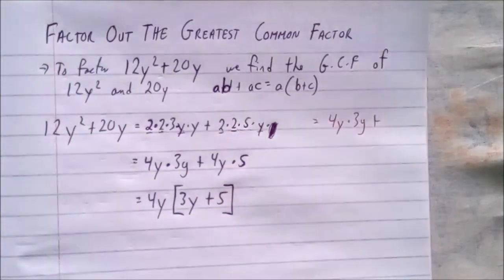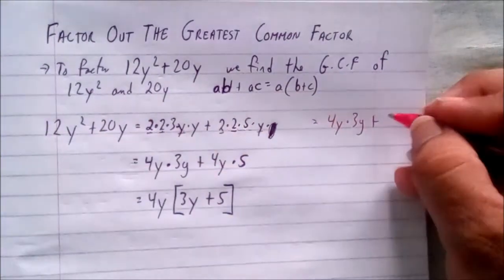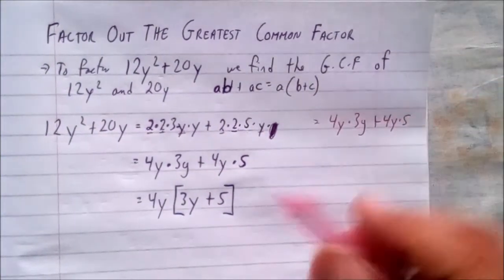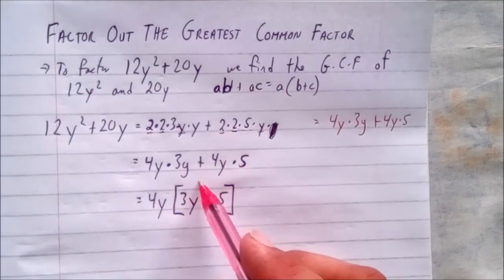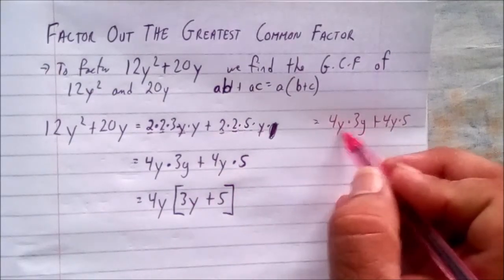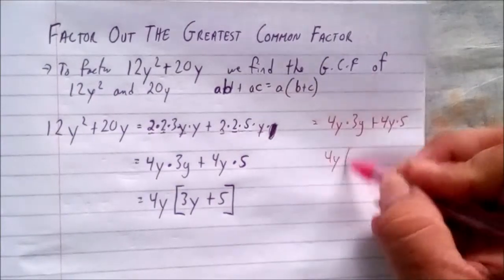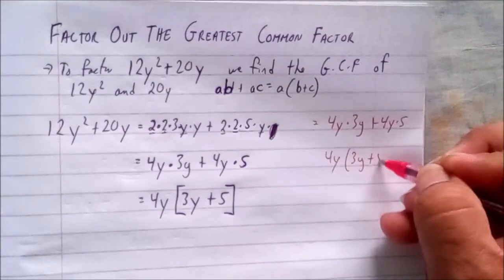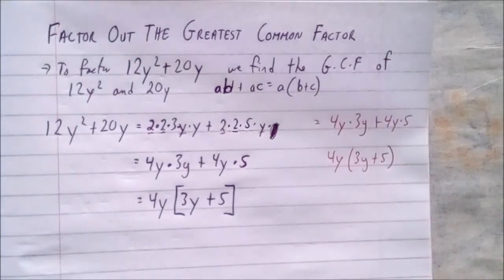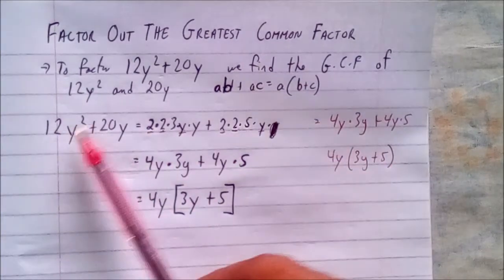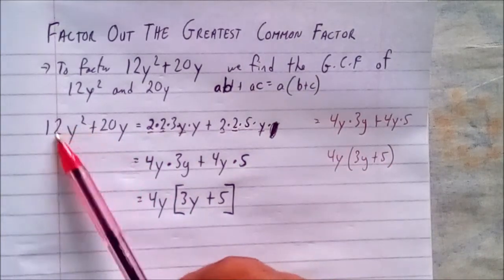Then we put here plus, and 20 is 4y times 5. Notice this step just went to this, and then they both have 4y on both sides, so therefore we get 4y times 3y plus 5, and that's the same solution. If you're very good in your times tables, you will notice that both of these two terms can be multiplied by 4.